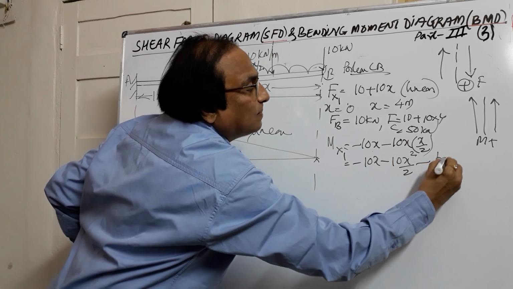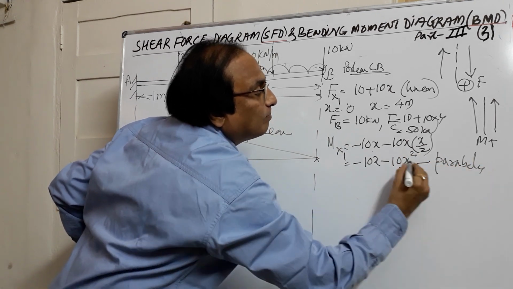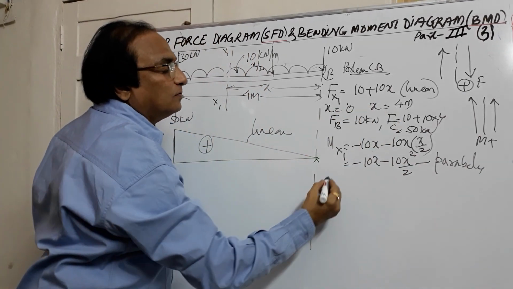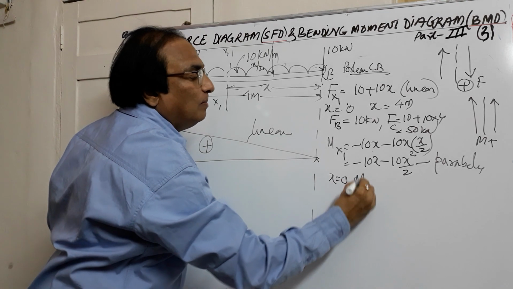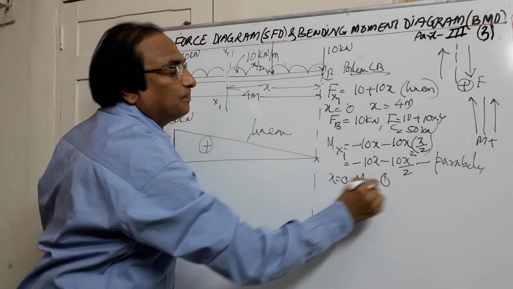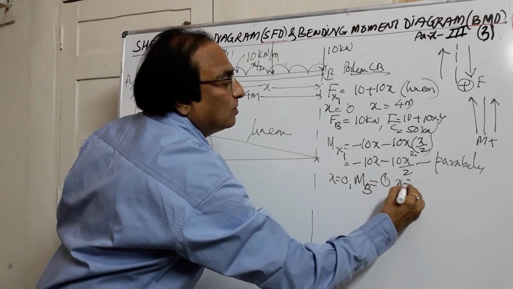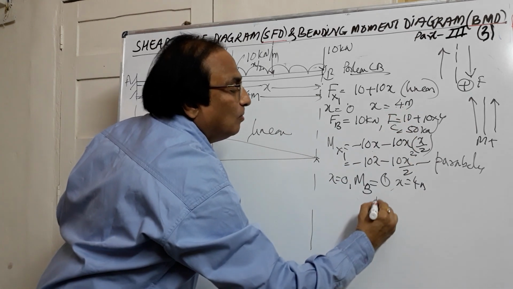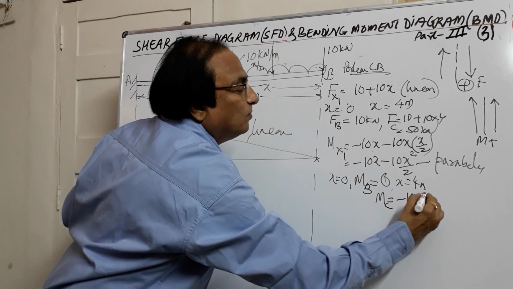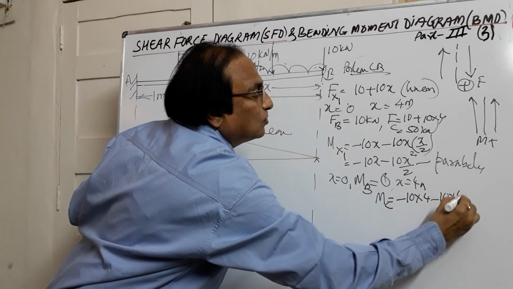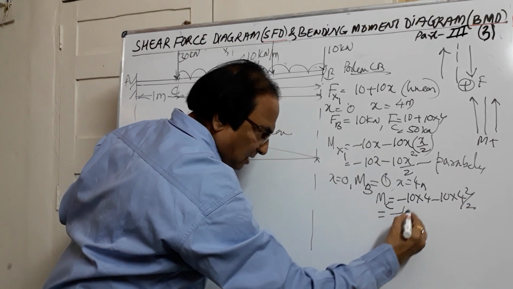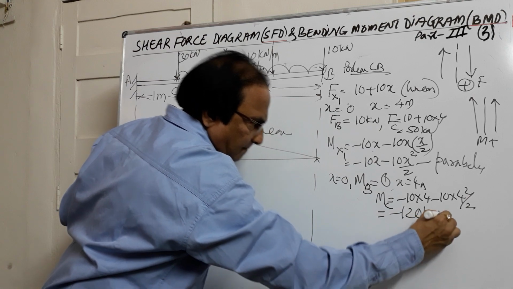So the distribution is parabolic because it is x to the power of 2. Let us substitute the limits, when x is equal to 0 to x is equal to 4. When x is equal to 0, moment at B will be equal to 0. And when x is equal to 4, moment at C will be equal to minus 10 into 4 minus 10 into 4 square by 2. If you simplify this, you get moment at C as minus 120 kilonewton meter.